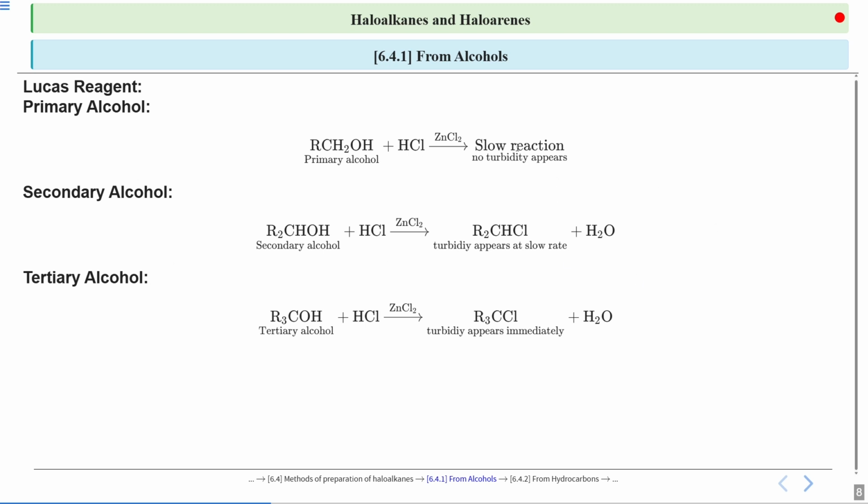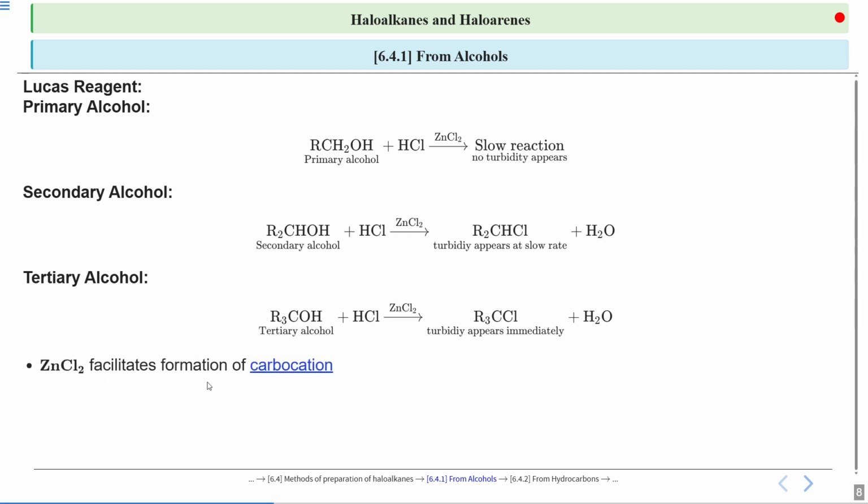So with the primary alcohol, the reaction is very, very slow, and no turbidity appears. In the secondary alcohol case, when the Lucas reagent reacts with the secondary alcohol, the turbidity appears, but at a slower rate, like after 5 to 10 minutes. And in the tertiary alcohol case, when tertiary alcohol reacts with the Lucas reagent, the turbidity appears immediately. The reaction rate is very fast, and you get the desired product along with water as a byproduct.